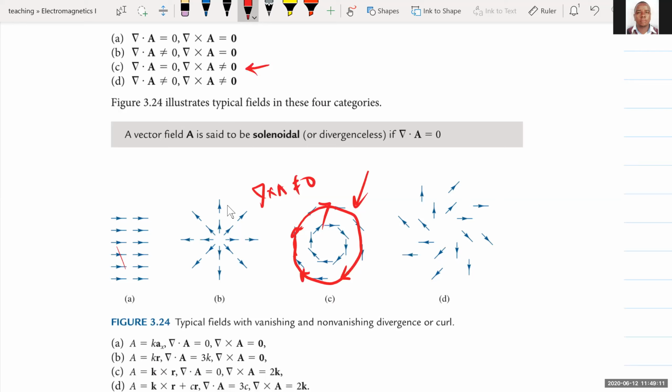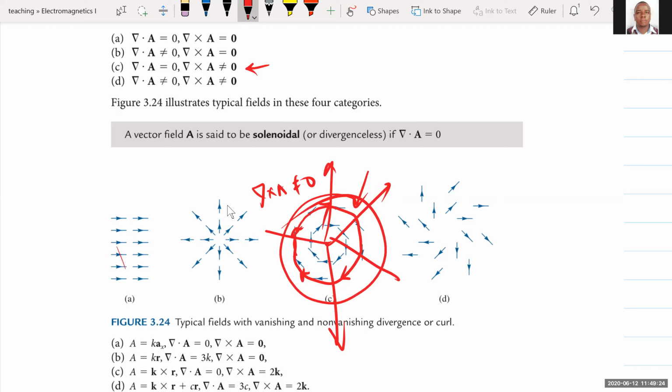What about its divergence? Is there any element that is coming out? If you are to draw that surface, is there any field or components of this field that are coming out? What you actually see is that all of them are going around, but none of them are coming out, and therefore their divergence becomes 0. So that now marks part C.